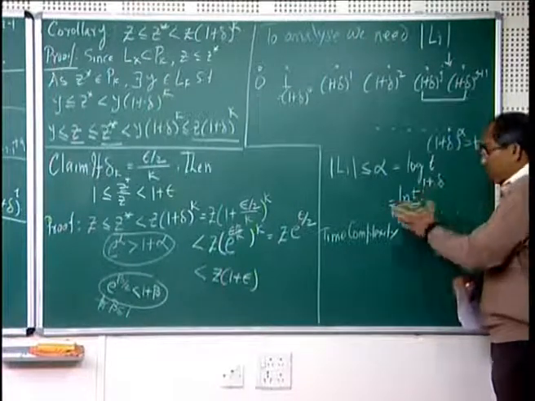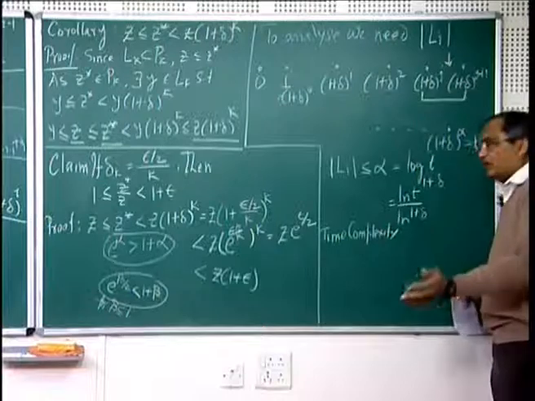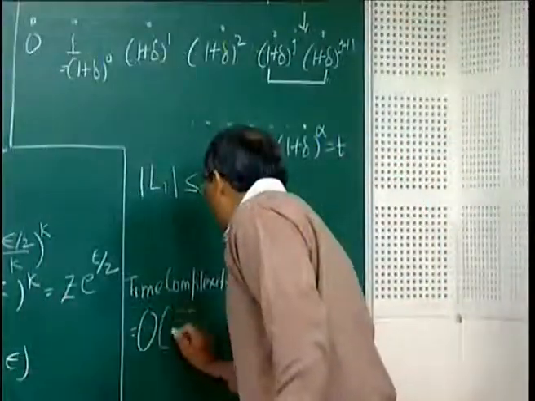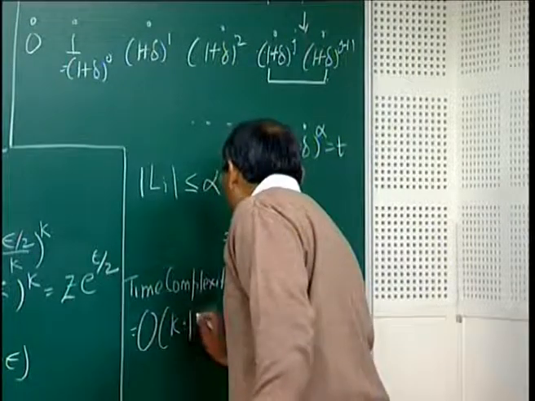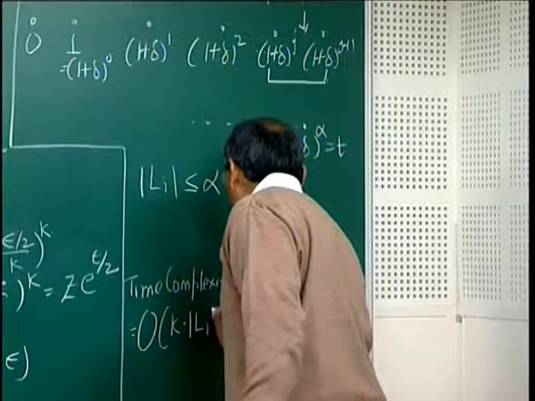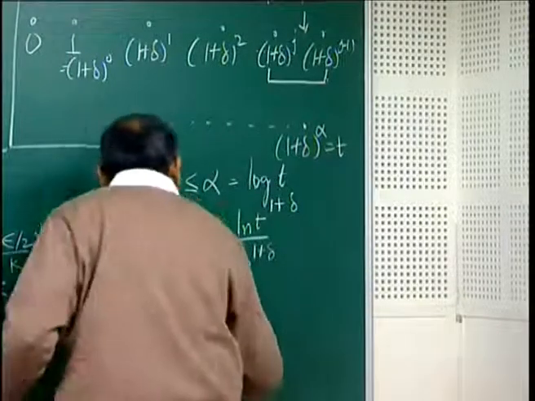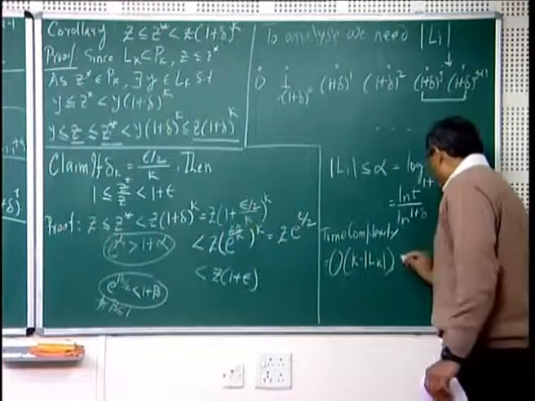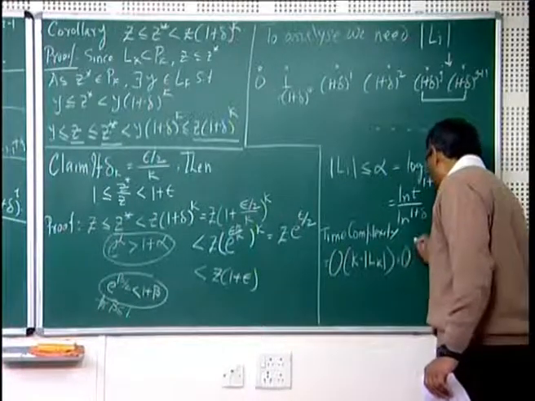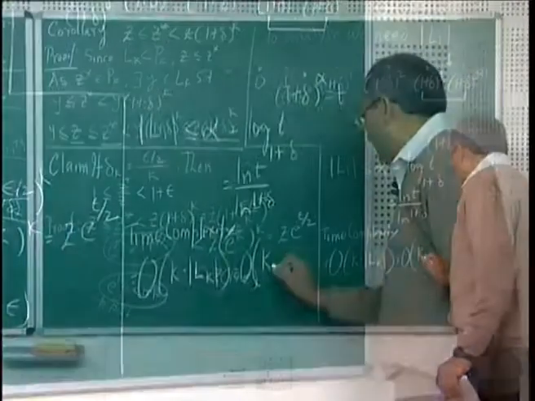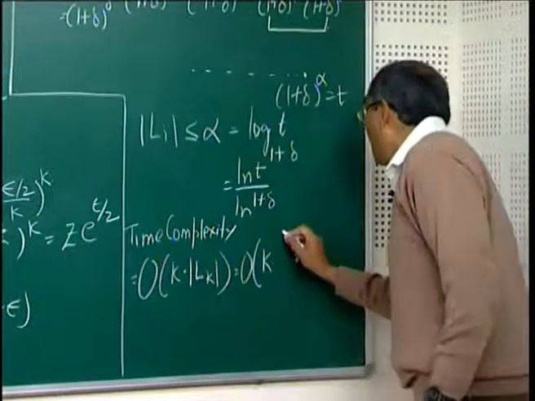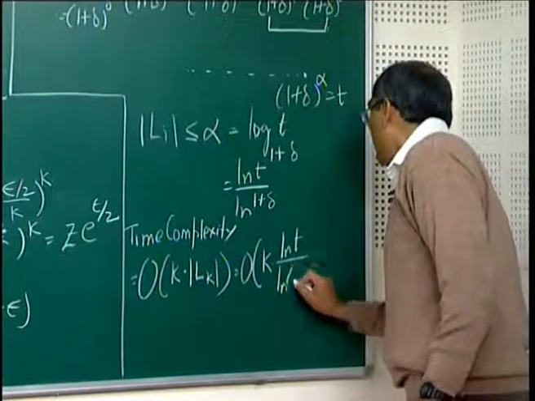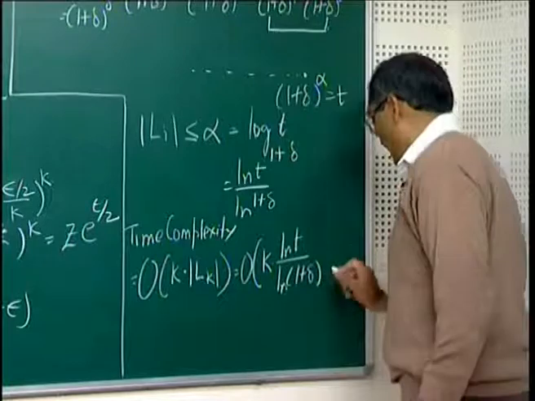The reason is we are scanning through these lists in each iteration, there are k iterations, so it is of the order k times mod of Lk rather, which is the largest of them, and that is of the order k times log natural t over log natural 1 plus delta. Okay.